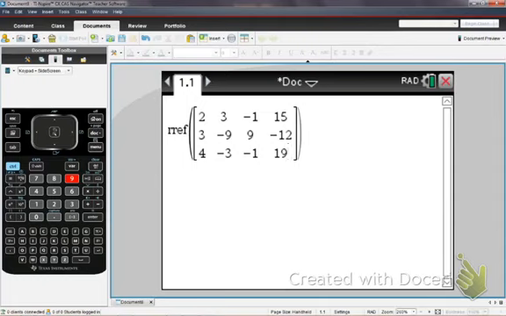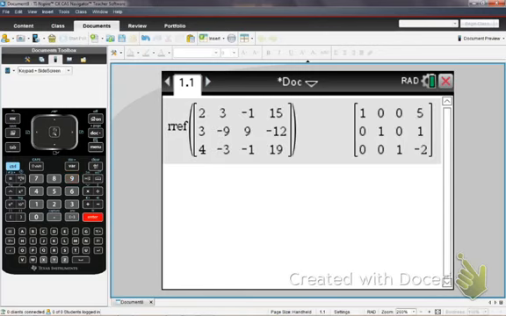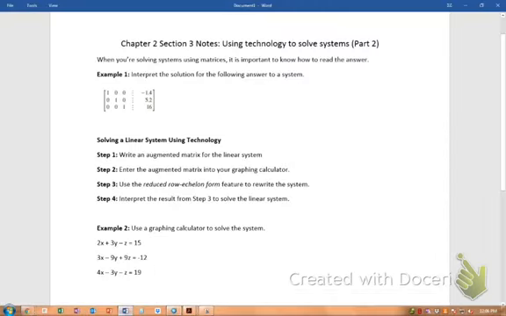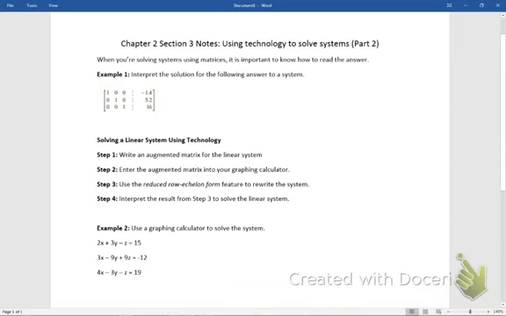Now you can't put the line in, and that's okay. We're not worried about the line. It's still going to work out the way we want it to. You hit enter, and there you go. Our answer is 5, 1, negative 2, because remember, the first one is x, the second one is y, and the third one is z. So if I were to write that on my paper, my solution would be (5, 1, negative 2).